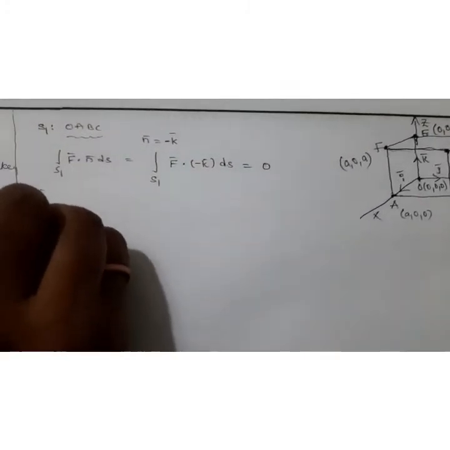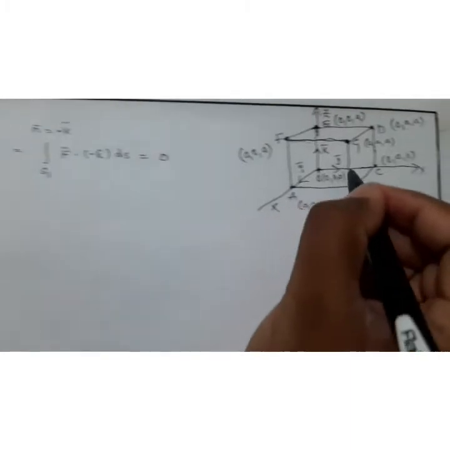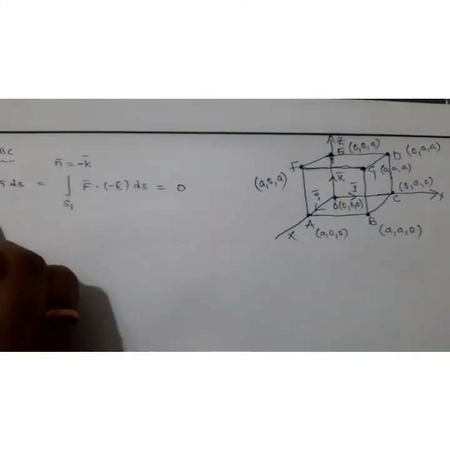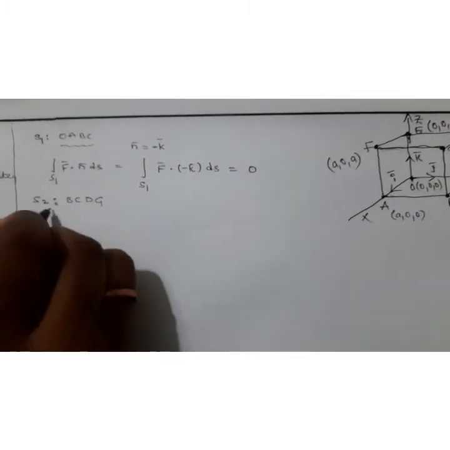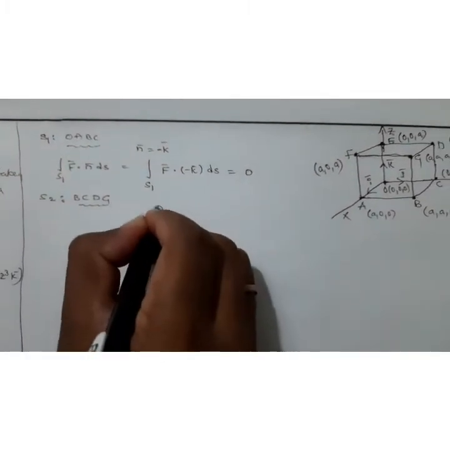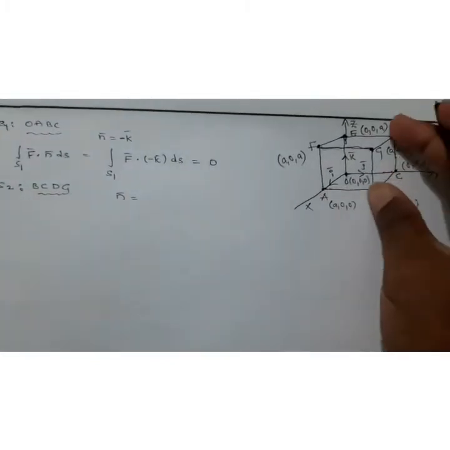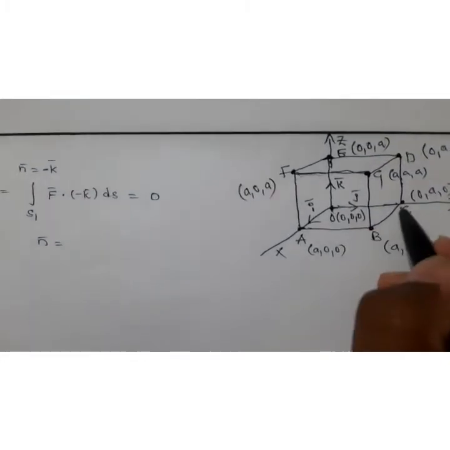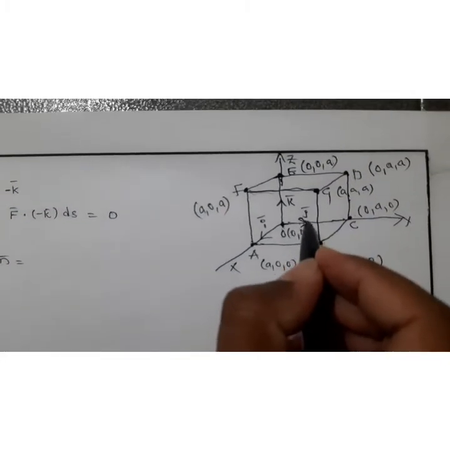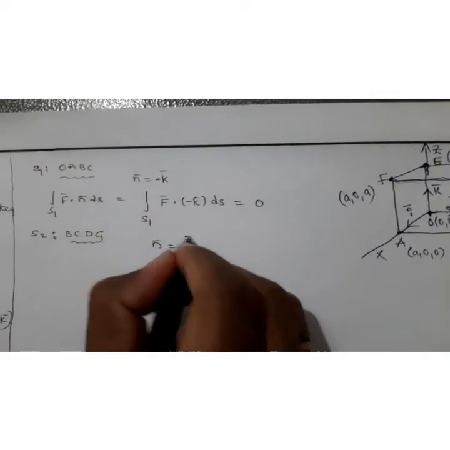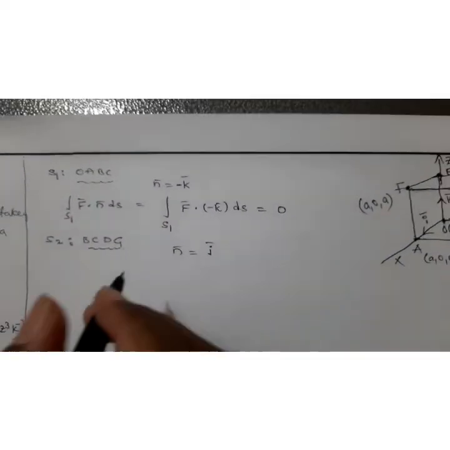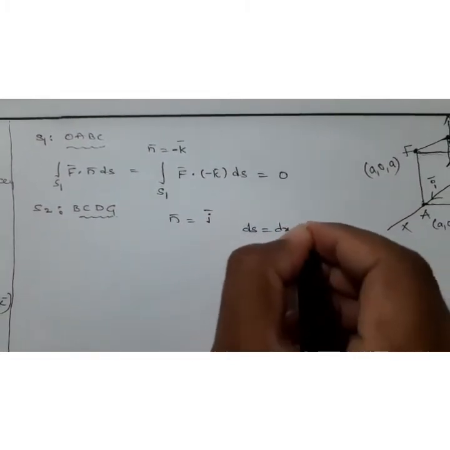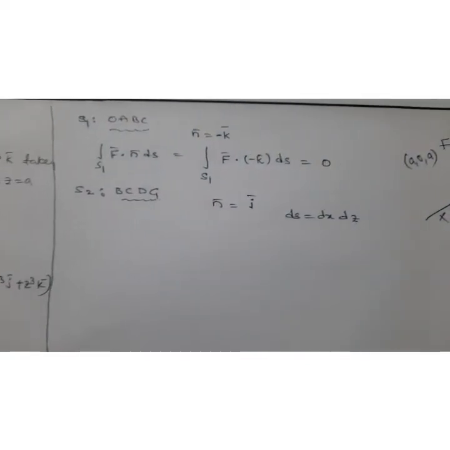Next, S2. The second surface is taking BCDG. For this surface BCDG, the unit outward drawn normal vector is n bar is equal to j bar. The plane is xz, so ds is equal to dx dz.